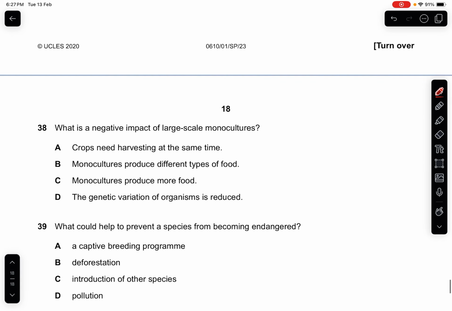Okay, question 38. What is the negative impact of large-scale monocultures? Large-scale monocultures, crops need harvesting at the same time? Nope. Monocultures produce different types of food? No. You can see from the word mono that they keep producing the same type of species. Monocultures produce more food. Not really. It is correct, but for a positive impact, and this is a negative impact. The genetic variation of organisms is reduced. This is correct because when you harvest the same thing, it will continuously have the same thing. Therefore, there will be no genetic variation, no biodiversity with it.